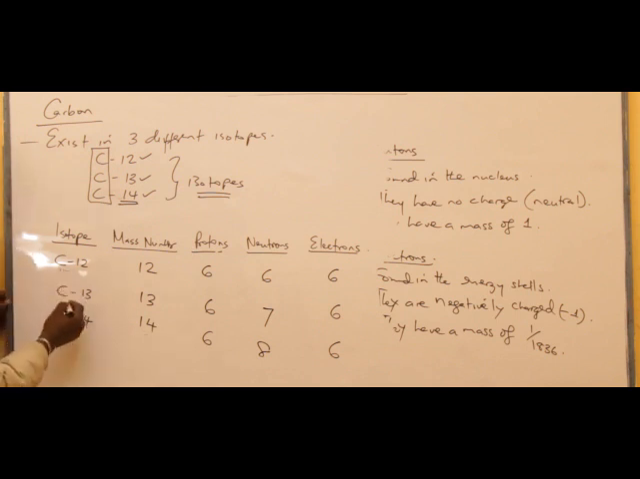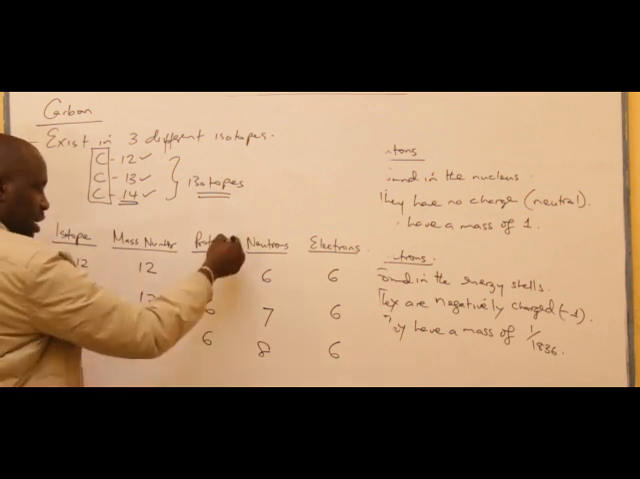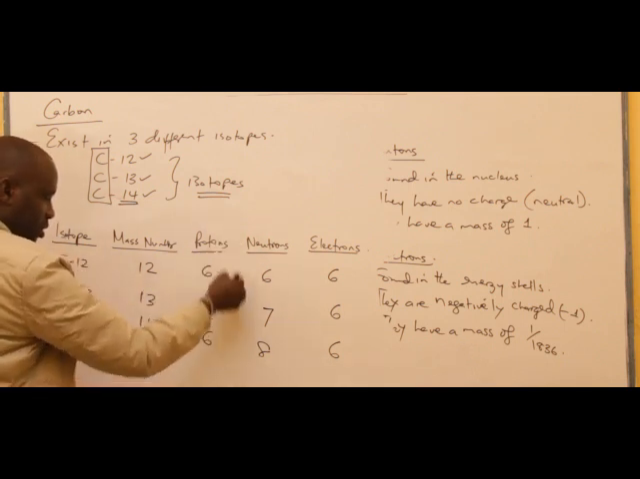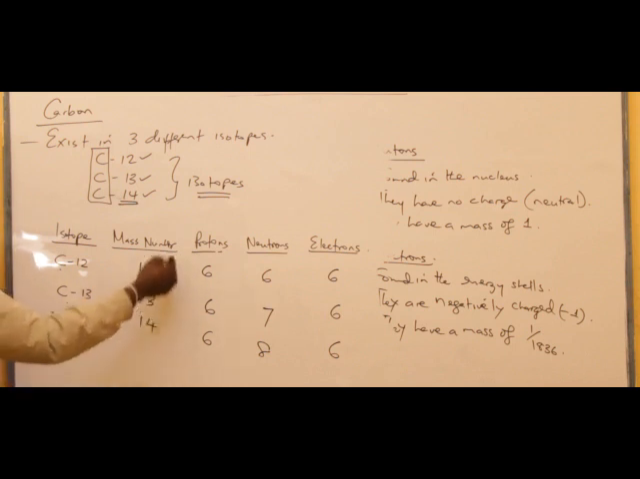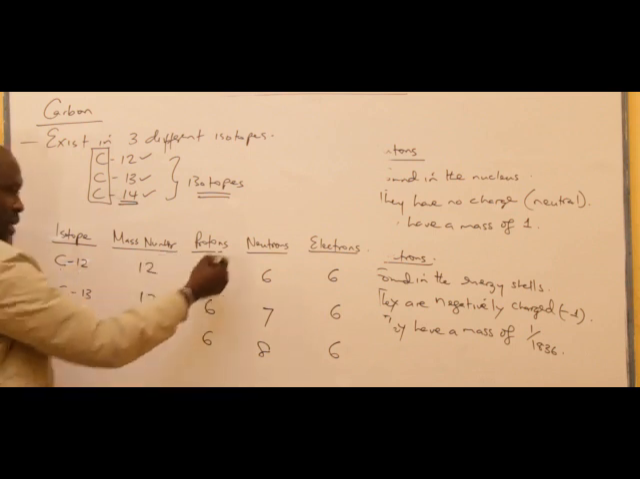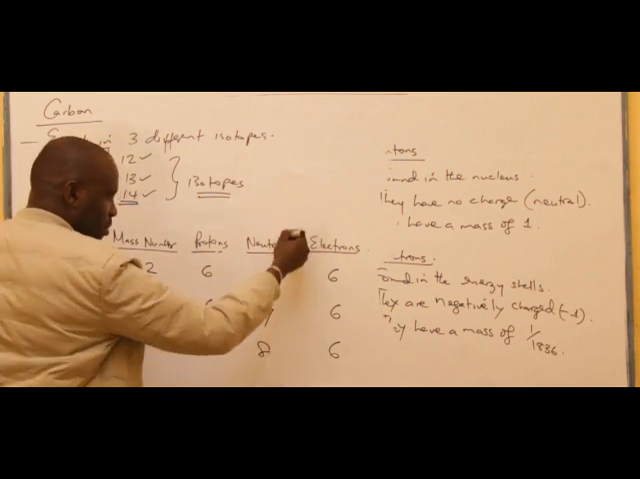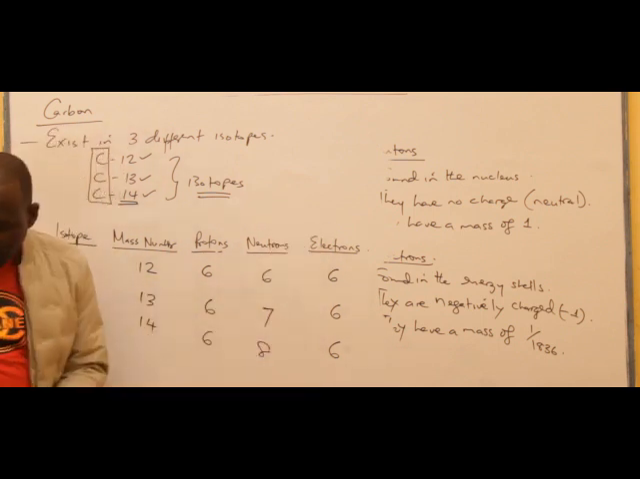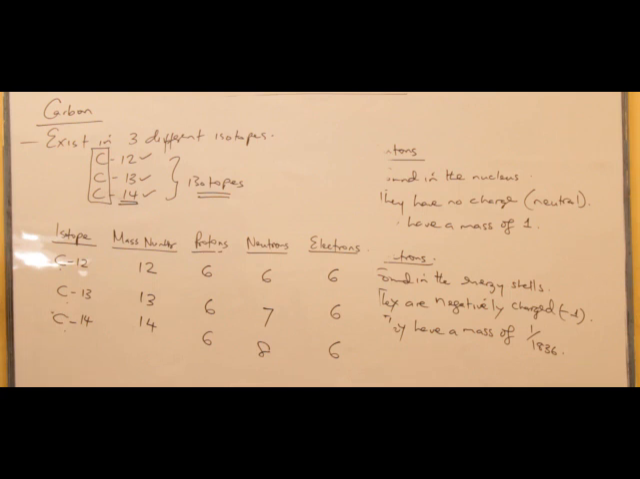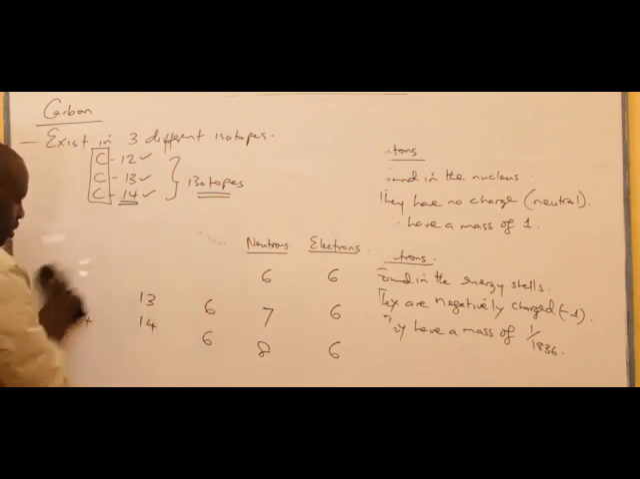So carbon 12, carbon 13, and carbon 14 are isotopes of carbon. They have the same atomic number, or the same number of protons, but they have different mass numbers. Or we can say they have the same number of protons, but different numbers of neutrons. That is all about isotopes.